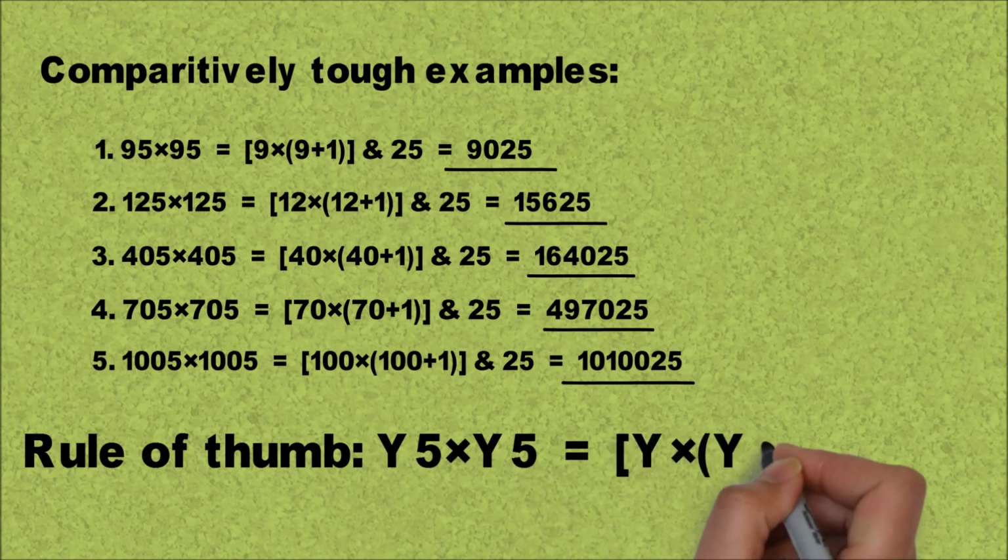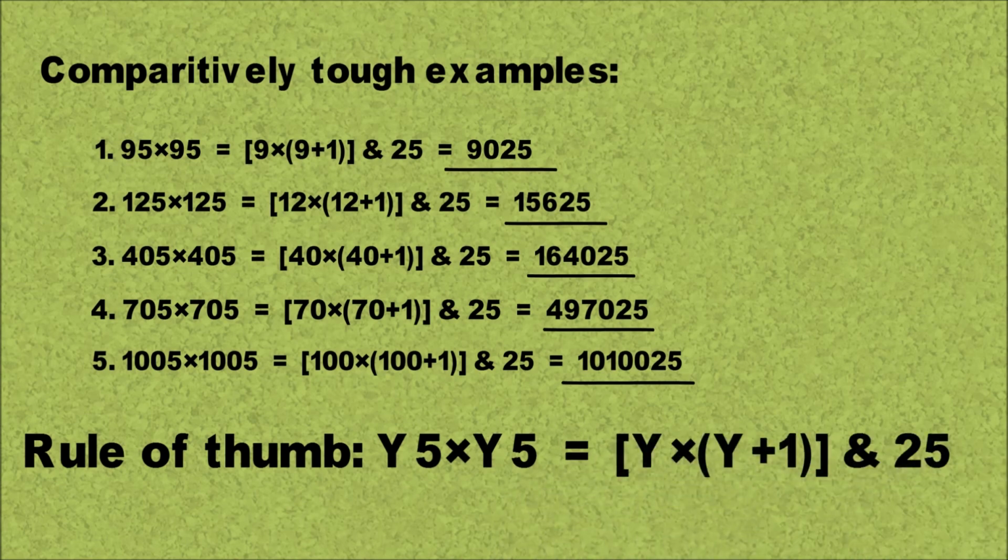Square of any number y5 is y multiplied by y plus 1 and 25.